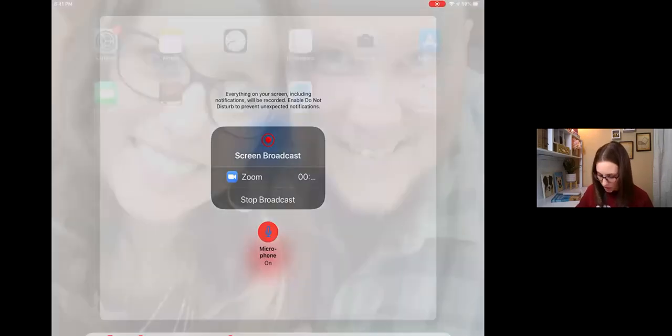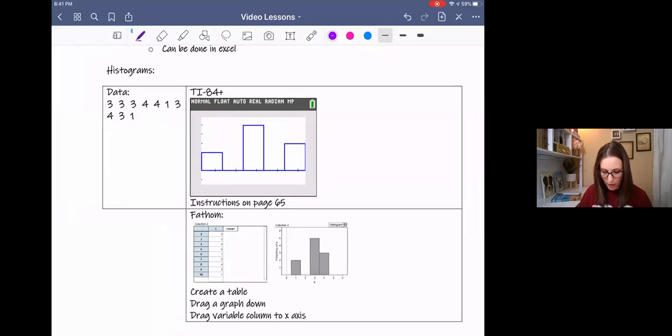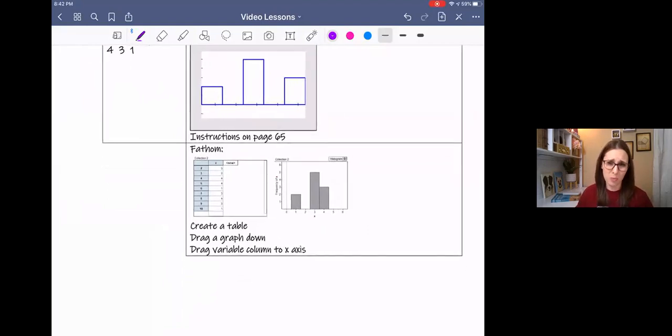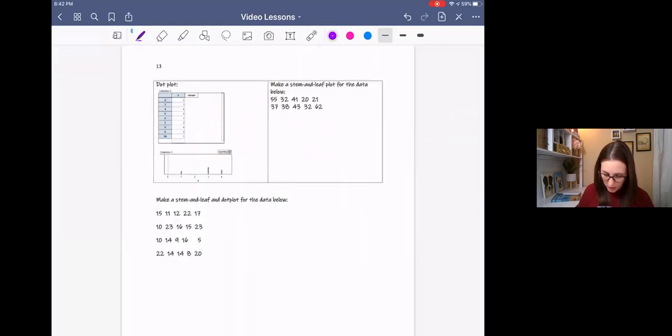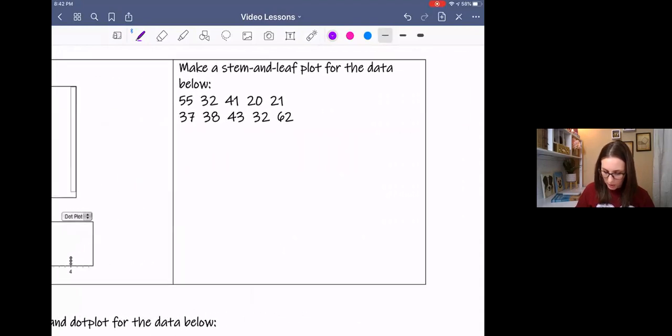Also, I did mention the TI-84 being an option. Here's an example of the TI-84. I didn't put the instructions for that on there for some reason. If you just Google it or look for it on YouTube, there's tons of videos on how to do this stuff on a TI-84. I wanted to focus on Fathom for this because of how simple it is to use. So there's some examples of that. There's another example, a dot plot.